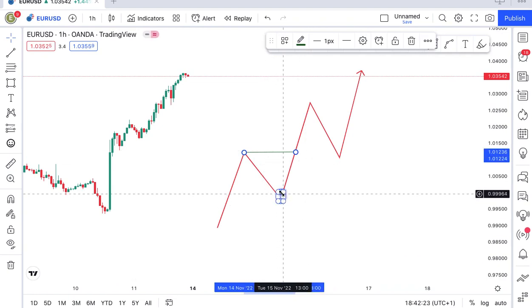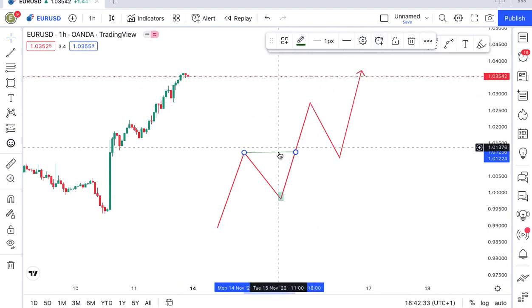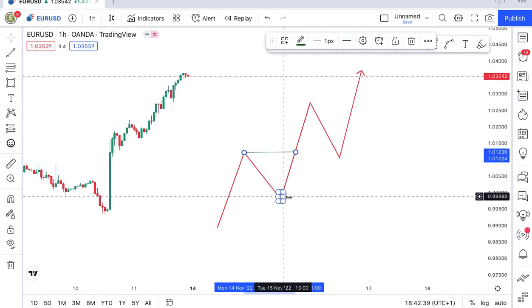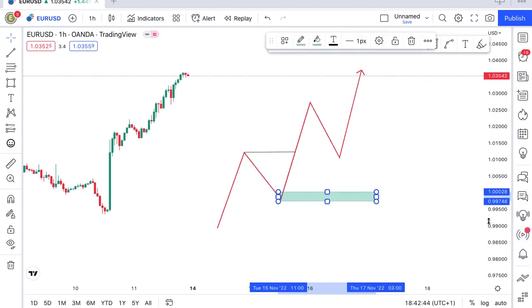And we can find our order block inside our demand or supply zone. Find your bullish order block inside your demand zone, and you can find your bearish order block inside your supply zone. So here we have a break of structure, right? So this is our order block inside our demand zone.